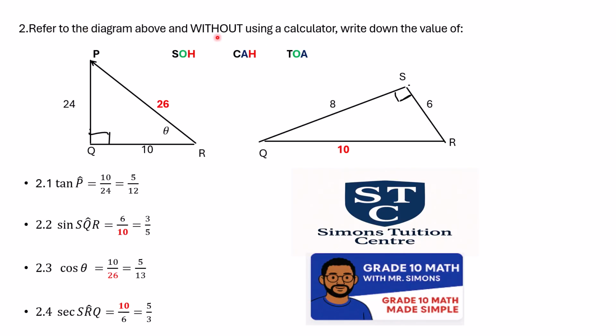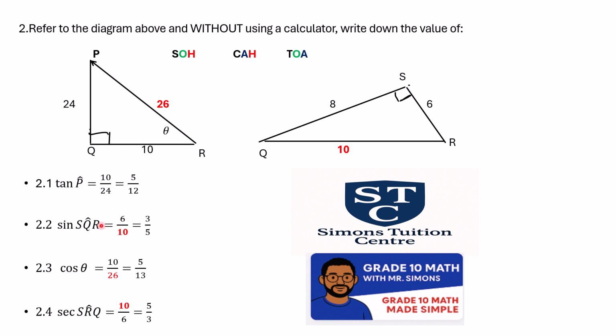Right, so refer to the diagram above and, without using a calculator, write down the values of tan, sine, cos, and sec. Remember, we're working with SOH CAH TOA: sine being opposite over hypotenuse, cos being adjacent over hypotenuse, and tan being opposite over adjacent. Right? So they say tan P. There's my angle P. From P, opposite is 10 and next to P is 24. So that's 10 over 24. 2 goes into 10 five times and into 24 twelve times, so that simplifies to 5 over 12.